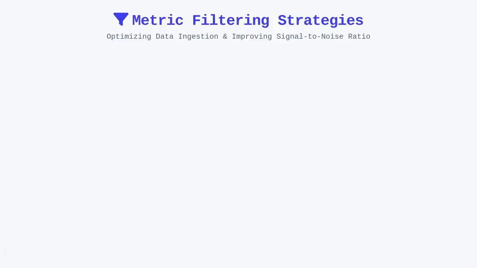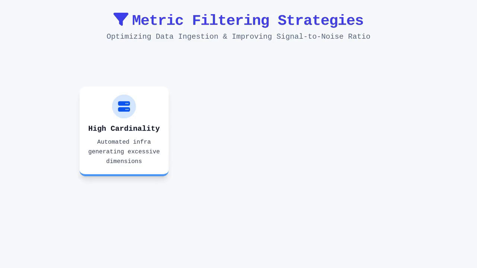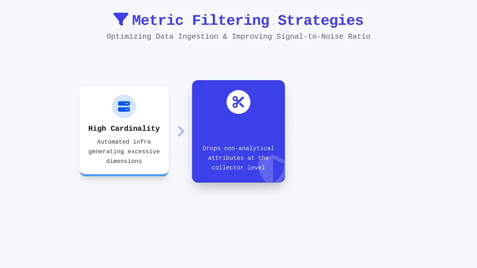Metric filtering is perhaps the most immediate tactical application of processing rules, serving as a first line of defense against excessive data ingestion. In scenarios with high cardinality metrics, such as those generated by automated infrastructure, we might find ourselves collecting dimensions that provide no actual analytical value. Using the filter processor, we can explicitly drop these attributes at the collector level, which effectively optimizes our cloud data consumption and keeps our storage footprint manageable.